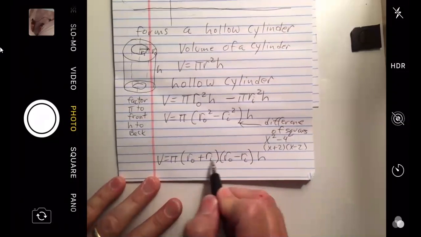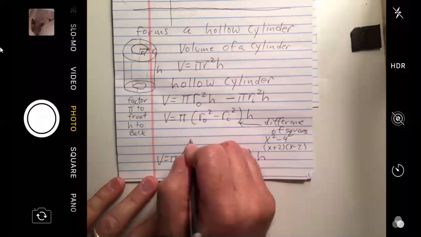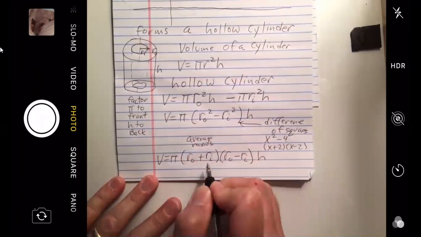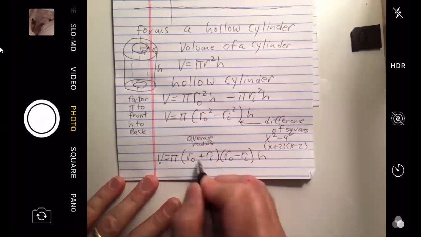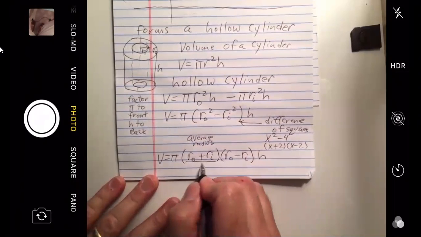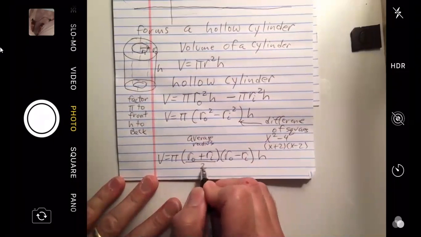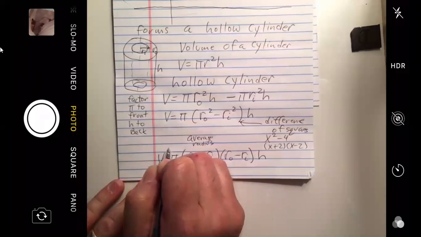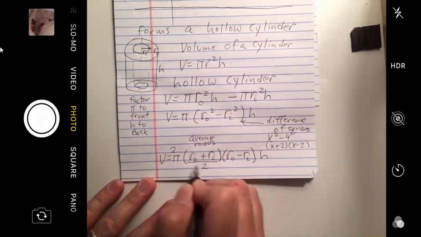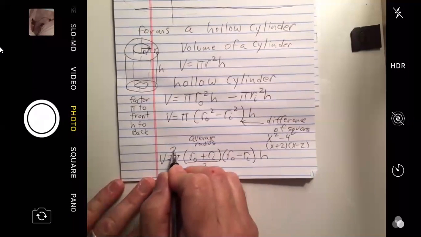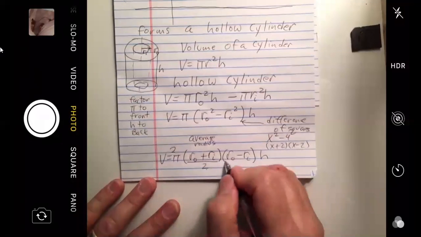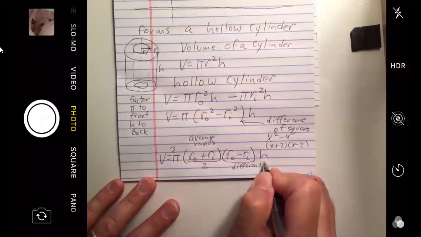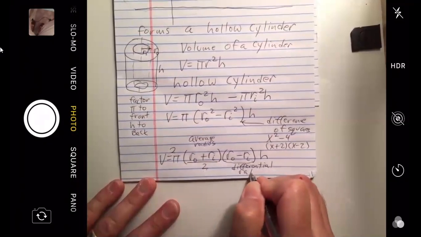This first term smells like average radius, but I don't quite have an average. You get an average if you add two things and divide by 2. I can't just divide by 2 unless I fix it by multiplying by 2. So I divide by 2 here to create an average radius and multiply by 2. This is the differential radius, the difference of the radii.